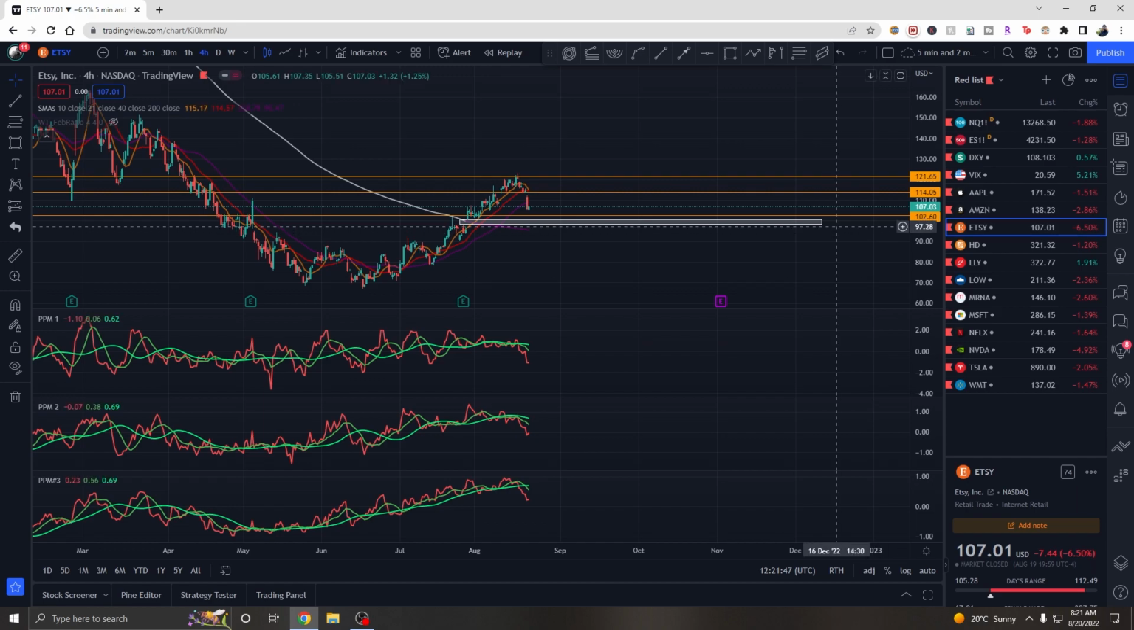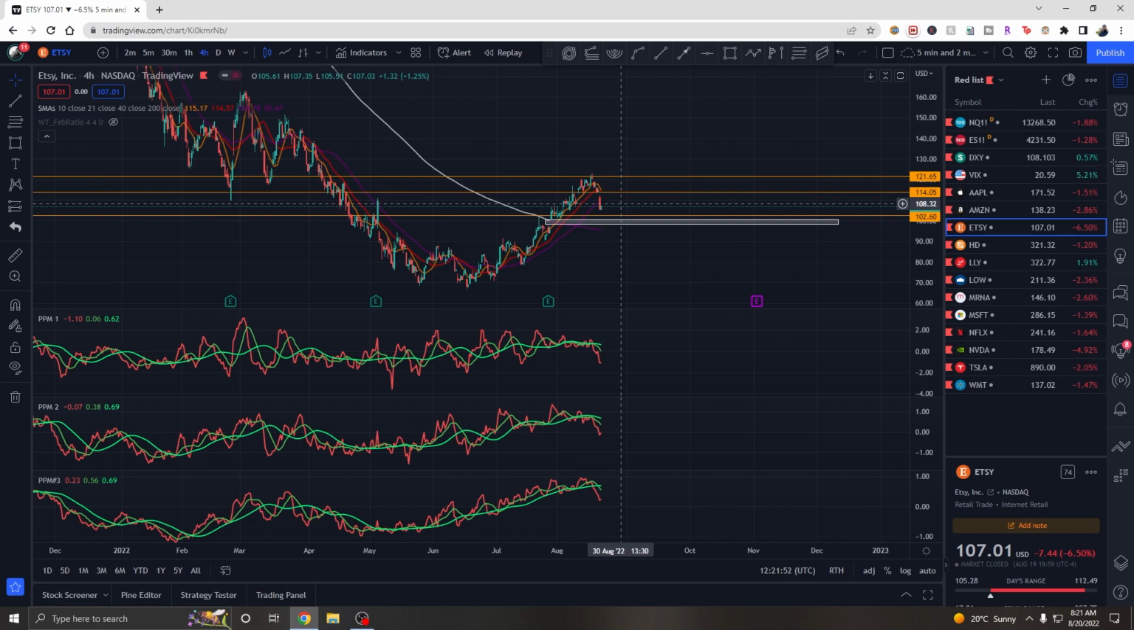Etsy is in a similar trend. Just watch for the retest of this 102 level. Below that we have a gap to fill between 100 and 98. If we can't get the bounce from this 102 level, then it will break through and fill this gap.